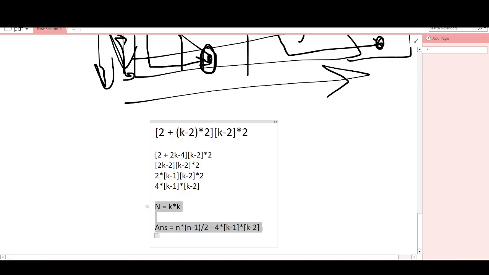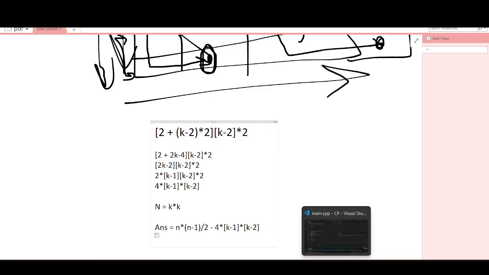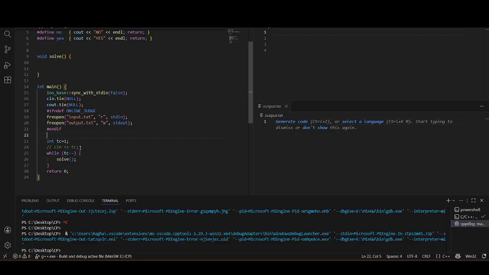This will be our final answer. It will give us the places where the knights will not attack each other on a k cross k chessboard. So let's code it up. I hope it's clear till now. If you have any doubts, you can ask me in the comment section.